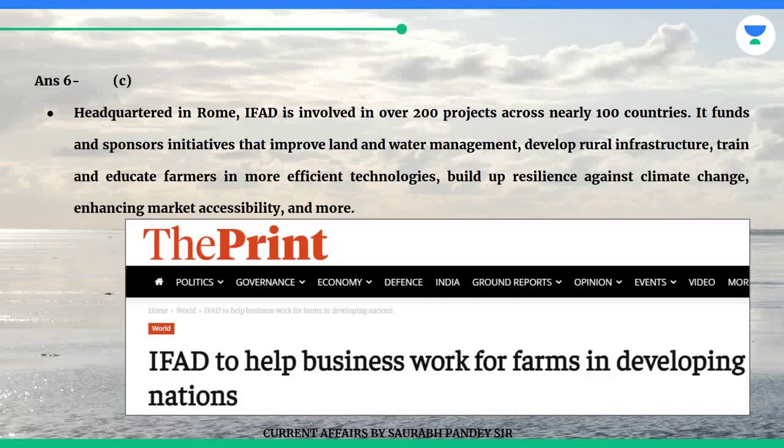Headquartered in Rome, IFAD is involved in over 200 projects across nearly 100 countries. It funds and sponsors initiatives that improve land and water management, develop rural infrastructure, train and educate farmers in more efficient technologies, build up resilience against climate change, enhance market accessibility, and more.